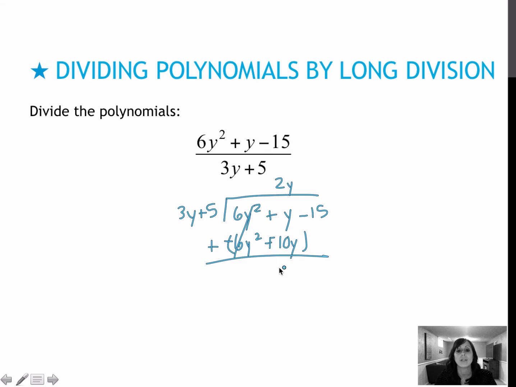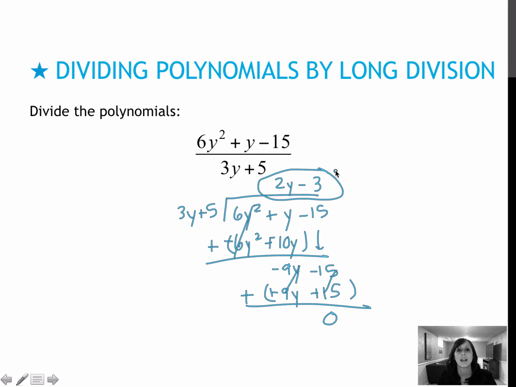y plus negative 10y would be negative 9y. Bring down the minus 15. And 3y times what is negative 9y? That would be a minus 3. When I multiply negative 3 times all of that, I get minus 9y and minus 15. And when I subtract it all, and ching ching, I get no remainder. So my answer is 2y minus 3.